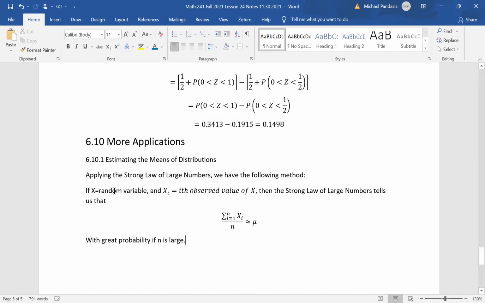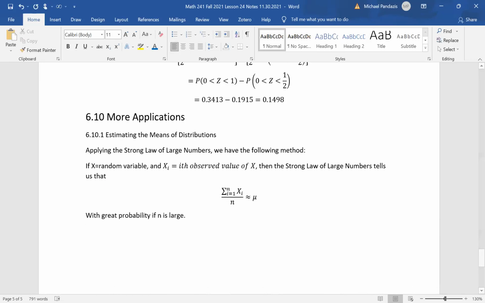Okay, so if you have a random variable x, and x sub i is the ith observed value of x, then by the strong law of large numbers, if you take the sum of the observed values of x divided by the number of observations, that should be very close to the expected value of x, with great probability if little n is large.